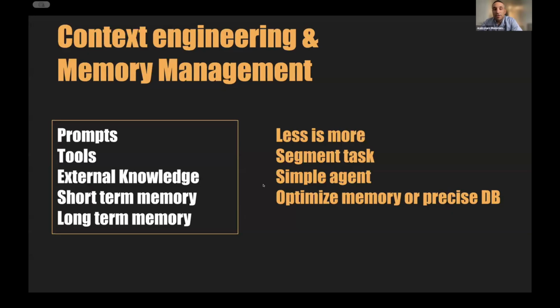Wrapping up, context engineering and memory management. What is context engineering? You're dealing with prompts, which could be the system prompt or the prompt of the agent inside the agent. You're dealing with what to do with tools, how many tools you have in there, and which tools. Do I bring in external knowledge? Do I deal with short-term or long-term memory? Some thoughts: segment. Less is more. Can you do smaller agents? Can you do simple agents? And when you think about memory, can you optimize it? Can you do it by topics or another way to segment the memory, or do you really need a precise database?